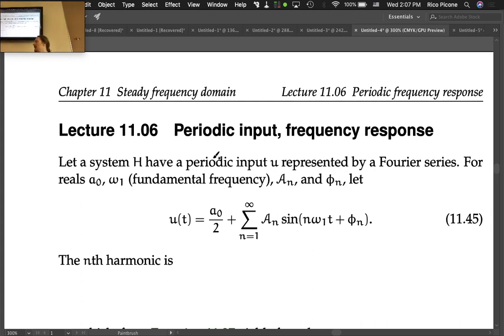So we're gonna do lecture 11.6, periodic input frequency response. And what we're doing in this lecture is kind of gluing together several concepts that we've learned along the way. Really the primary ones being the Fourier series, the frequency response, and superposition, okay? So these are the three concepts that we're going to bring together in this lecture.